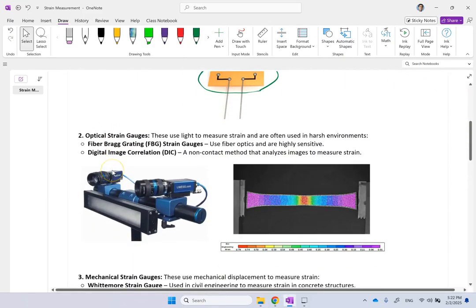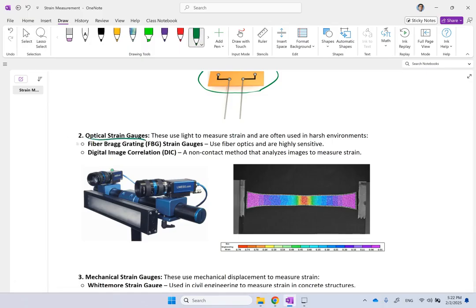Then we get to the ones that are my favorite ones, the optical ones. There is one category called fiber Bragg grating, or FBGs. And the other one that I really like, because my background is a little bit computer vision, is called digital image correlation, or DIC. I really like them. They are camera systems like this, and they are very sensitive.